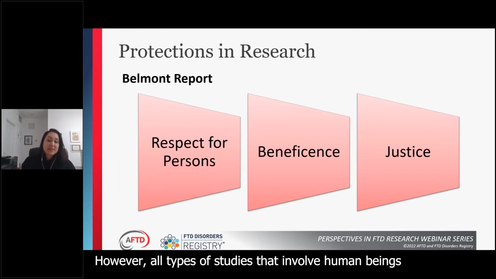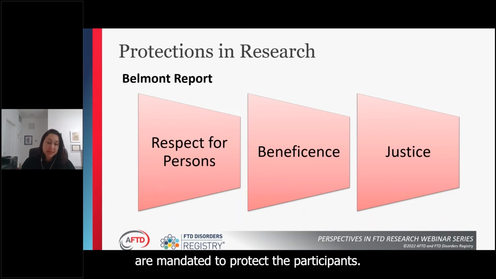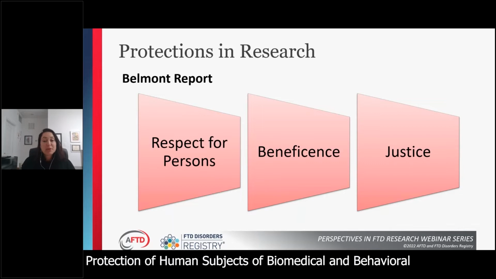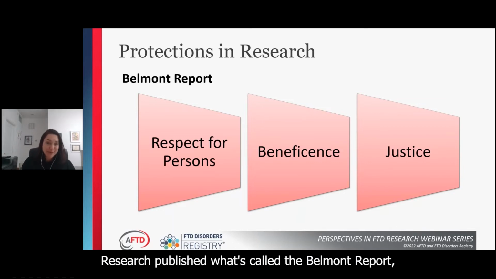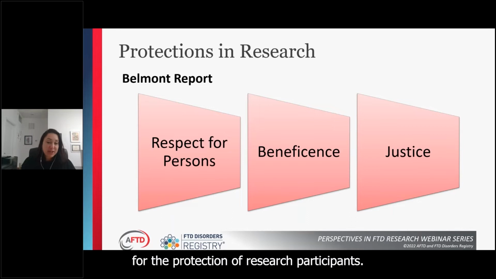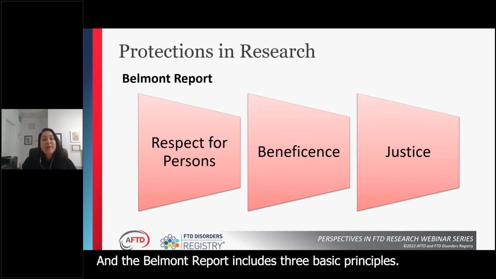However, all types of studies that involve human beings are mandated to protect those participants. In 1979, the National Commission for the Protection of Human Subjects of Biomedical and Behavioral Research, I know that's quite a mouthful, published what's called the Belmont Report, which provides the foundation for regulations for the protection of research participants. And the Belmont Report includes 3 basic principles.